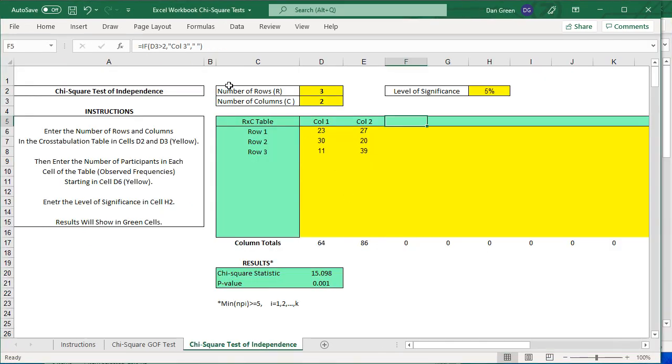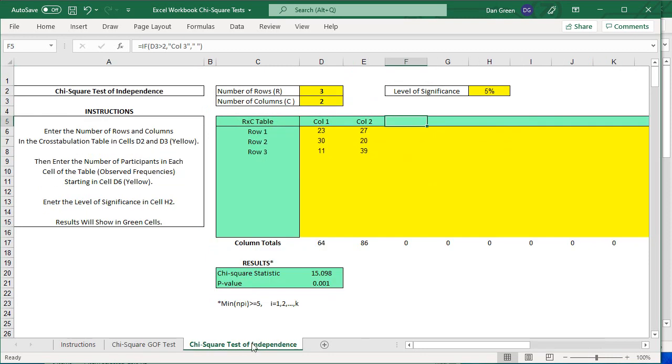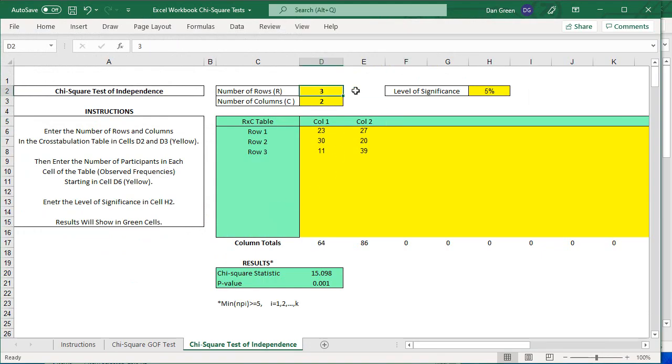So I've opened up the Excel workbook for chi-squared tests here. There are 2 tabs here, chi-squared goodness of fit, GOF, and test of independence. We're doing the test of independence. So first you want to specify your number of rows and number of columns. If we go back to our data, we have 2 rows and 3 columns. So rows 2 and columns 3. And then notice it adjusted, row 1, row 2, column 1, 2, 3.